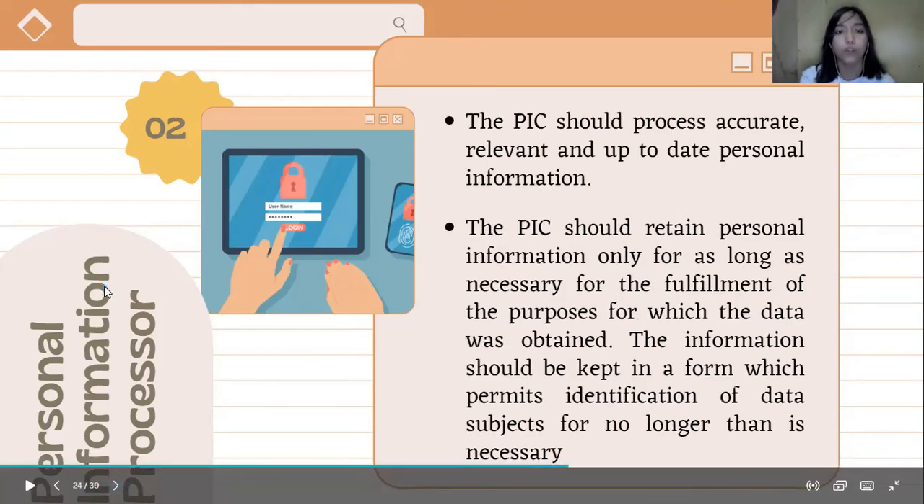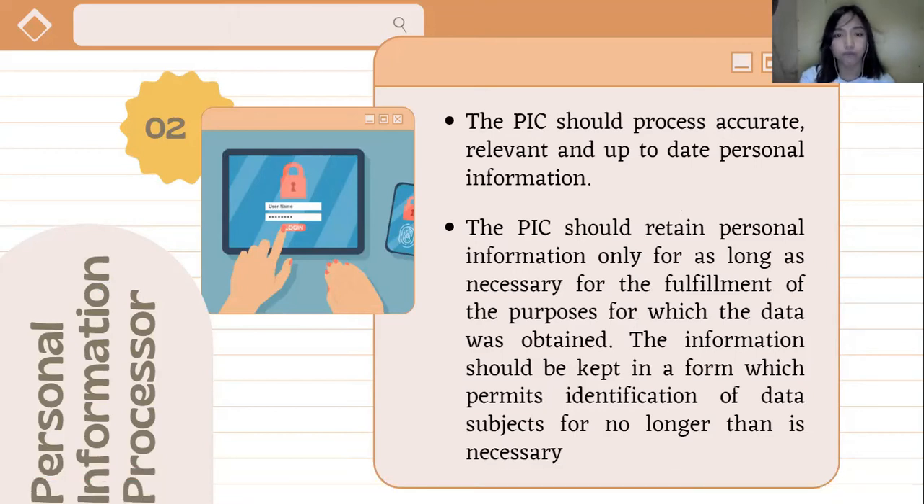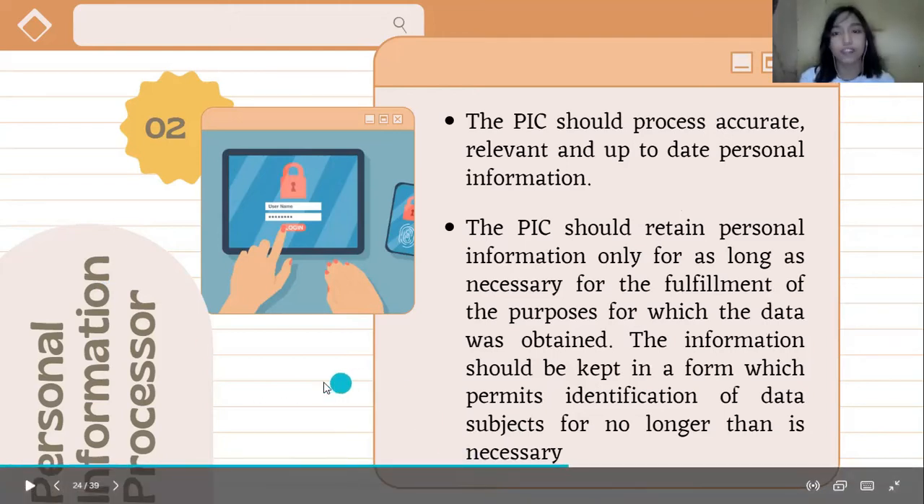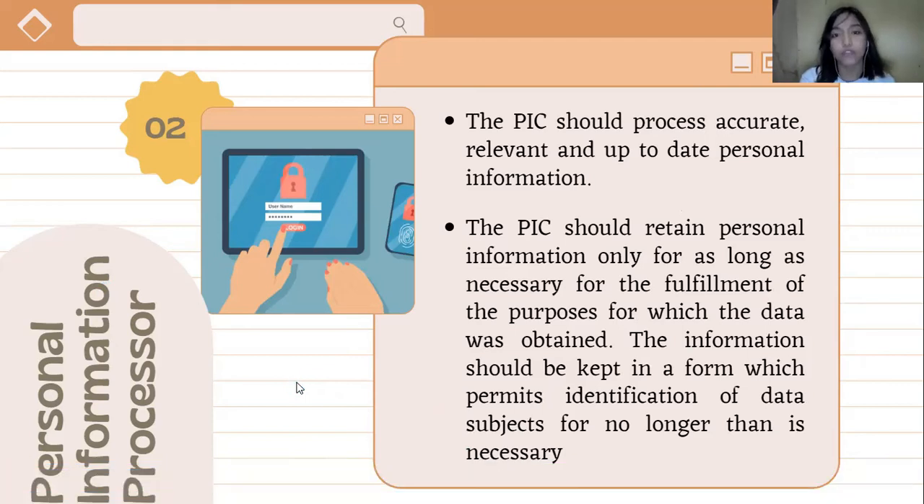Okay, thank you. So another role of the PIC is that it should process accurate, relevant, and up-to-date personal information. So aside from the personal information's accuracy, it should also be updated, for emergency purposes, or for example, updating your cell phone number to receive text messages concerning important things.